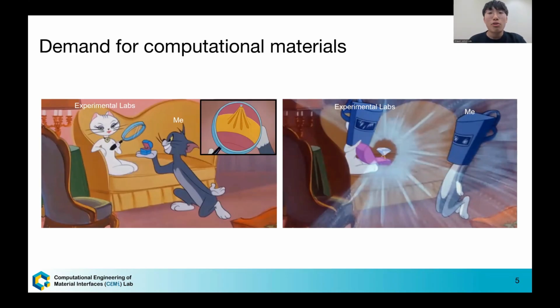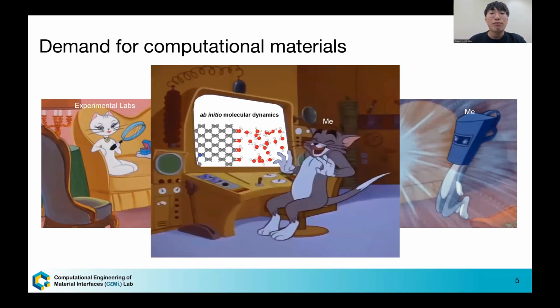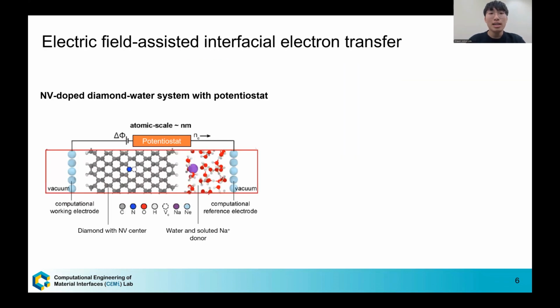This calls for demand for computational methods involving first-principles calculations, methodologies like density functional theory or ab initio molecular dynamics. This not only cuts costs, but also provides atomistic-scale explanations for experimentally observed phenomena. So in my research, I present a computational study of the negatively charged nitrogen vacancy center in aqueous environments.